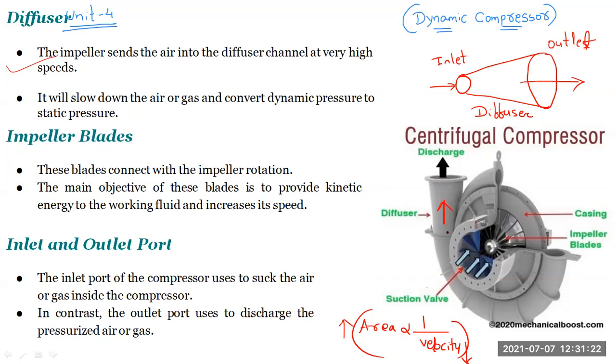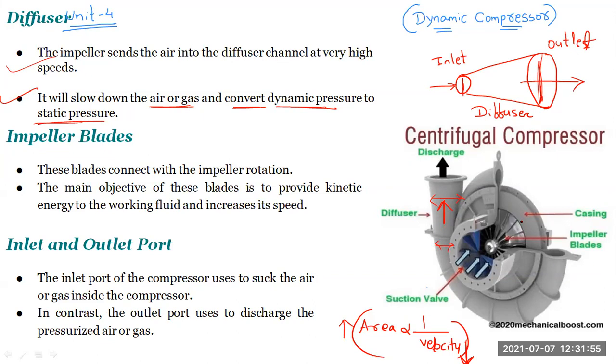So you can see this diffuser gradually here you see the area and here you see the area. Okay, so here the area is less, but in this point the area is more. Okay, so gradually there is an increase in area like this manner. In the inlet, area is less, and at the outlet, area is more. And if area will increase, then velocity will gradually decrease. So that's what I have written here. It will slow down the air or gas and convert dynamic pressure to static pressure.